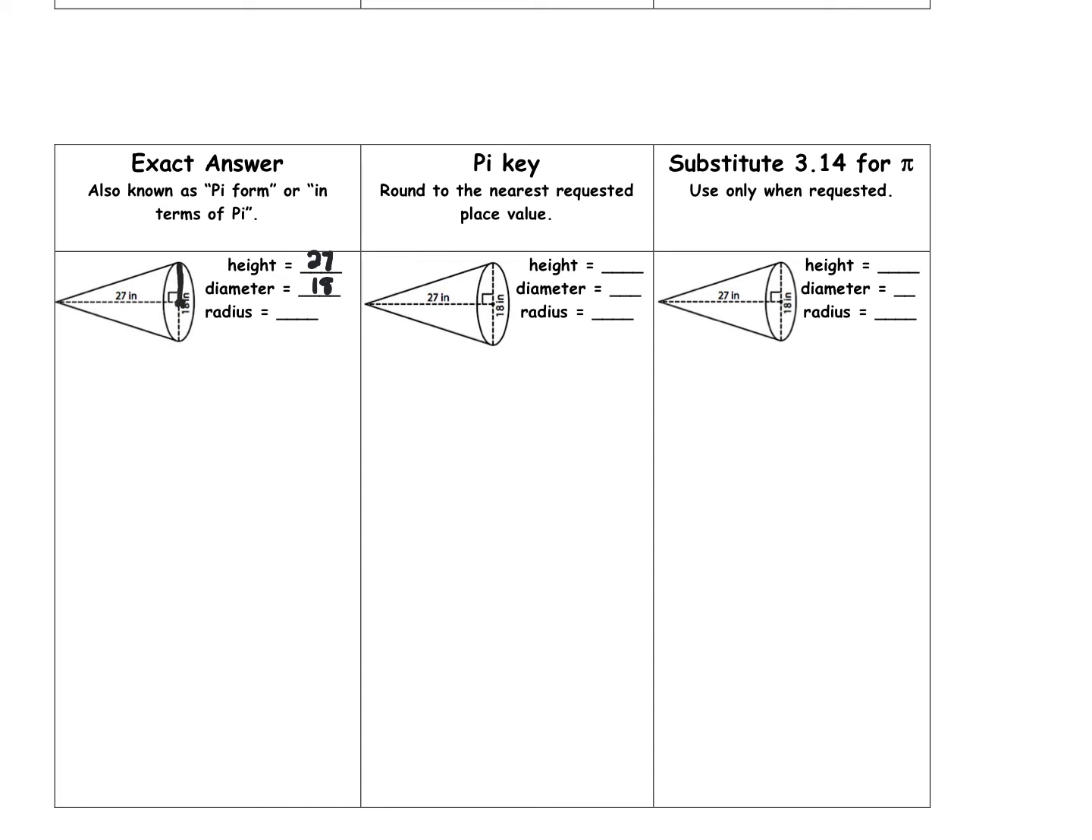We need to find the radius. So the radius is 9. So we're going to use 9. We're going to use 27. And so that's going to be the same for each one of these cones. We're using the same exact cone, and these are the measurements that we need.